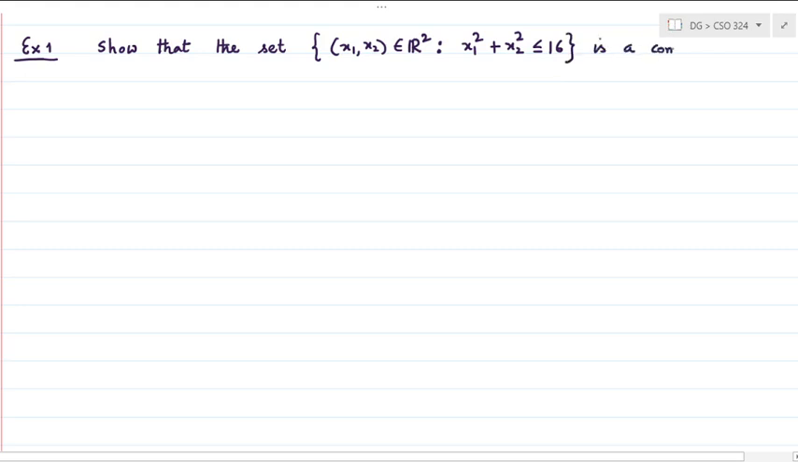Example 1, show that the set of points inside a circle is convex. We know that inside a circle all the points form a convex set, but can you prove it algebraically? Geometrically, it is very clear. So let's suppose I am taking x1 square plus x2 square is less than or equal to, let's suppose, 16, is a convex set. Geometrically very clear to every one of us. Now can you prove this? How do we prove this?